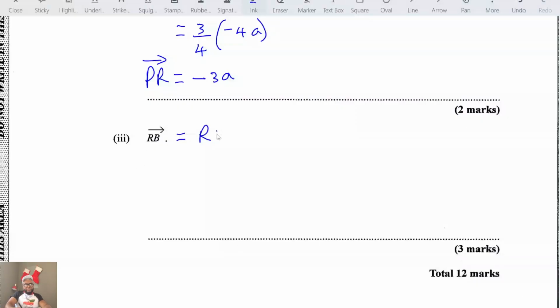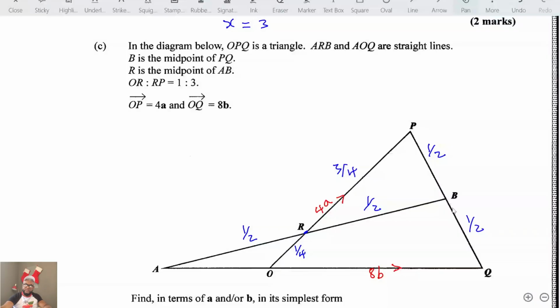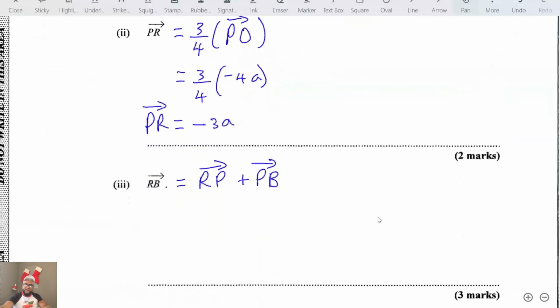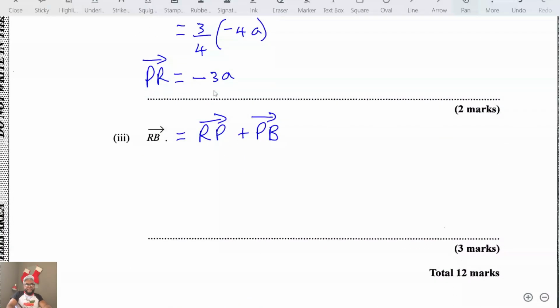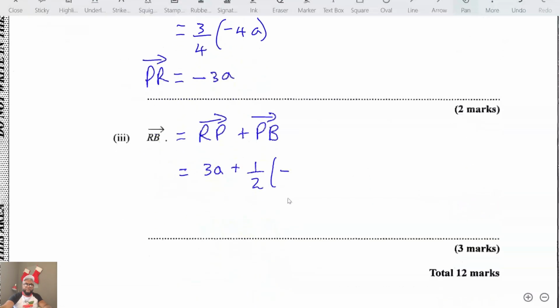We're going from R to P, then from P to B. This was PR we found here. P to B would be a half of PQ. So RP would be just positive 3A, plus PB, a half of negative 4A plus 8B.